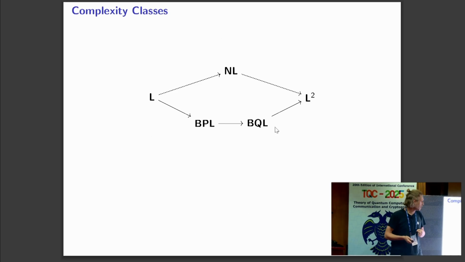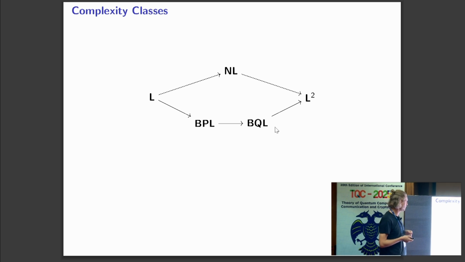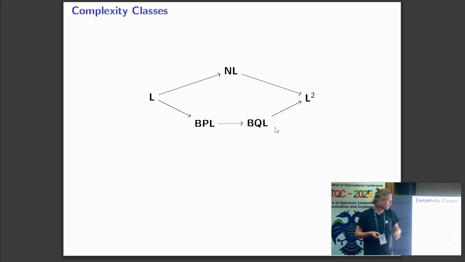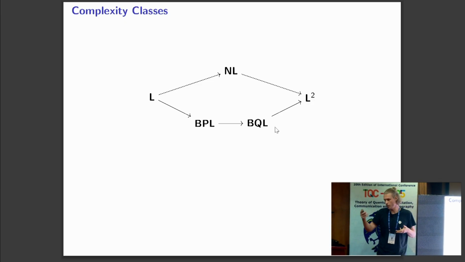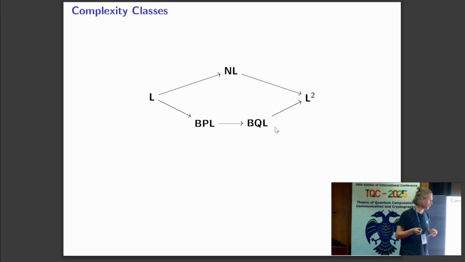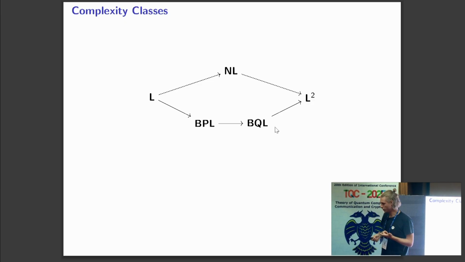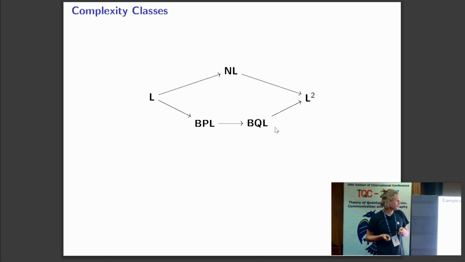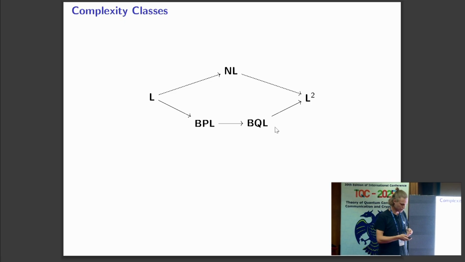So given this setup, we can prove a couple of easy things. One is that clearly L is the most basic here. L is in NL, L is in BPL, because we're giving more power in the case of NL and BPL, and in turn BPL is in BQL, because we can just put these qubits in plus state and measure them and get random bits. Okay?